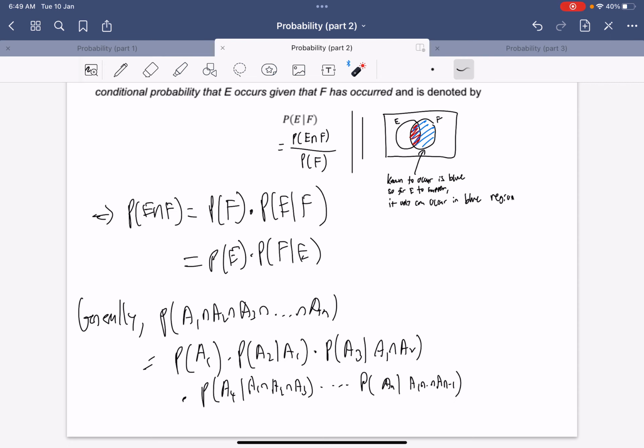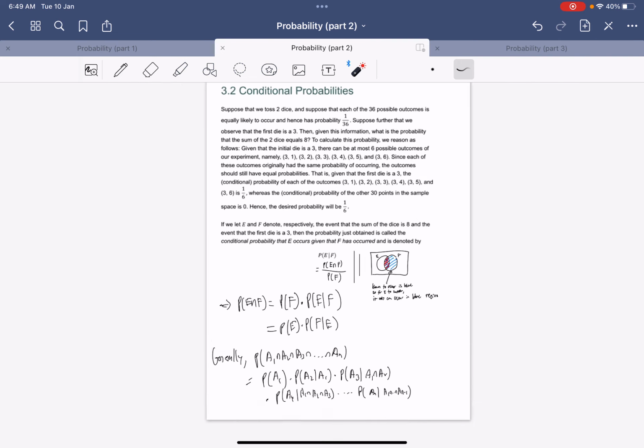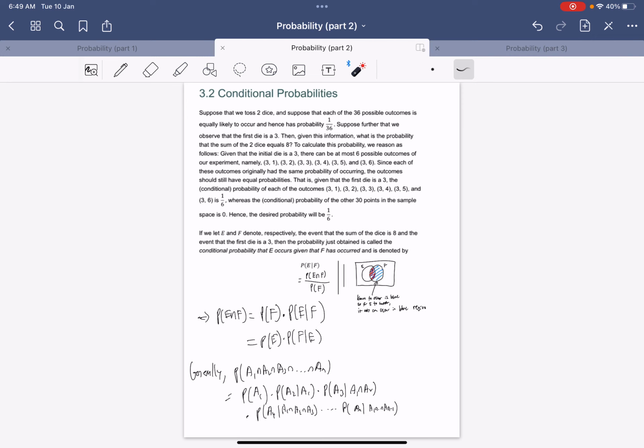And generally, the probability of the intersection of n events is the probability of A1 occurring. And if you know that A1 occurs, then the next one is the probability of A2 given A1. Then it's A3 given A1 and A2, and so on. So you can really see it's how you're updating the information constantly.